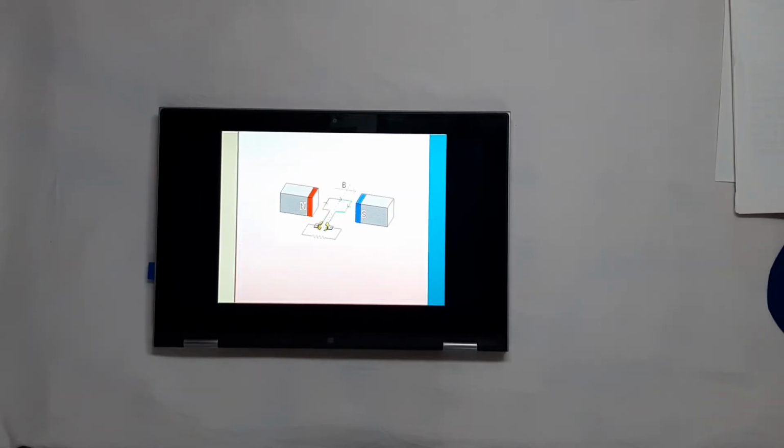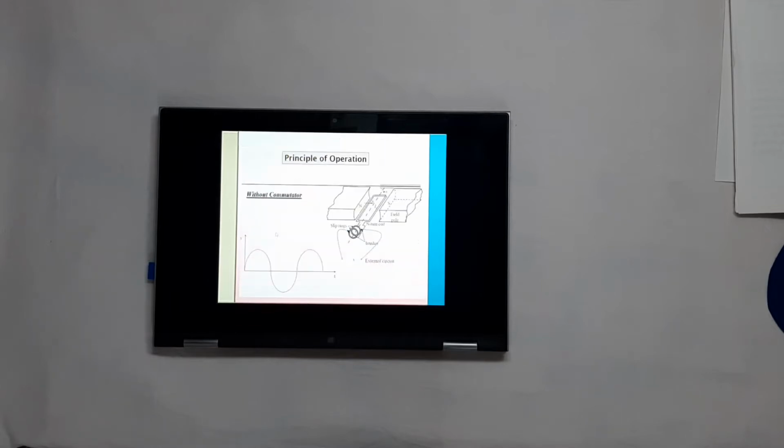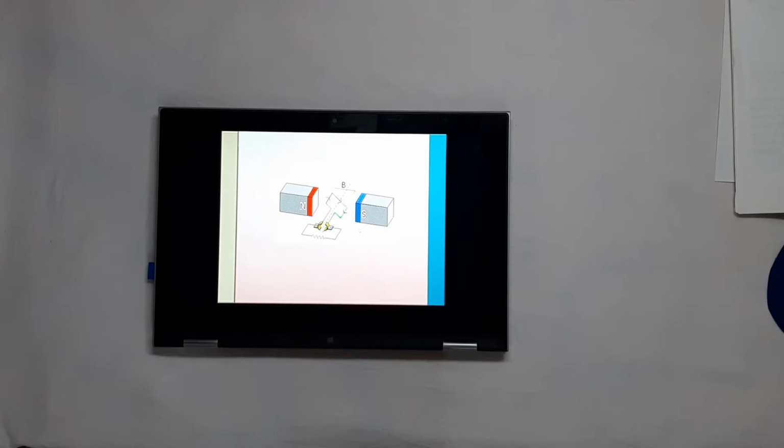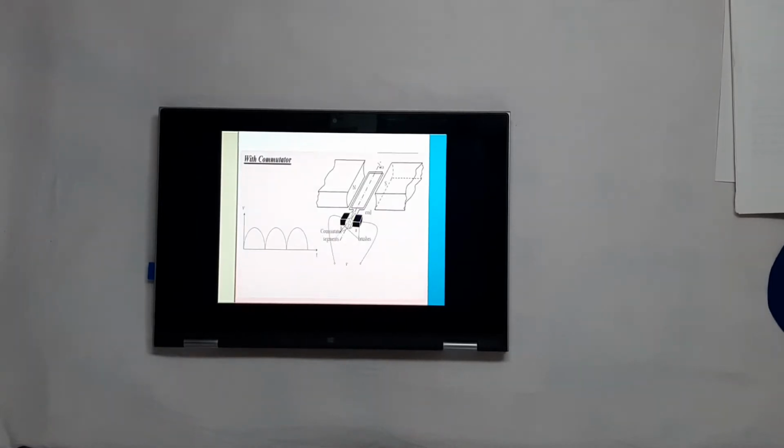When the coil side is under the N pole, the current direction is upwards. When it is under the influence of the S pole, it is changing. Means what we are getting here is an alternating voltage. That is the nature of the waveform, the induced voltage in the coil. That is quite evident from this animation. Then, how to get unidirectional current or unidirectional voltage from the alternating voltage in the DC generator? There is a commutation process.